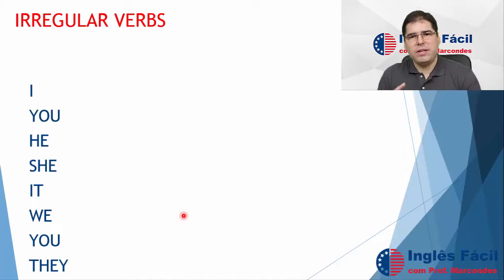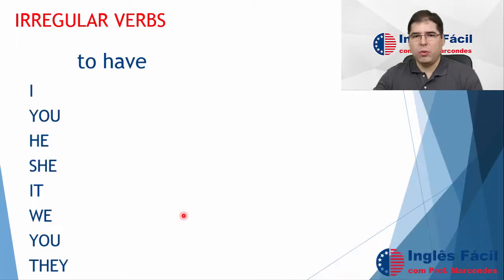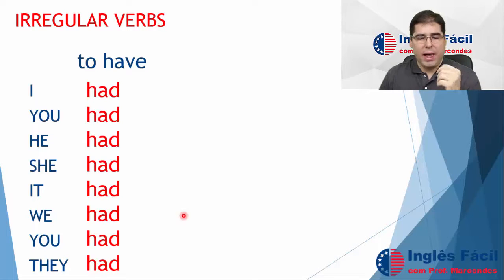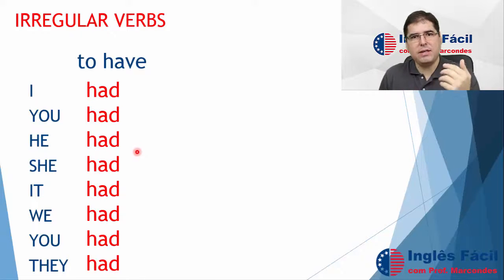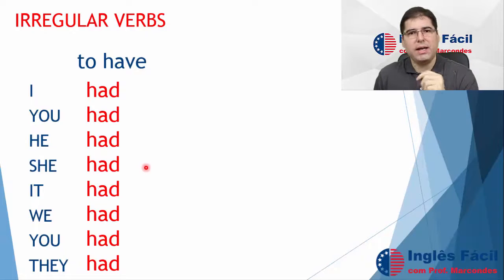Now let's see only some irregular verbs just to make you understand, okay? So, for example, the verb to have. So in this case, the verb to have in the past is had. As I told you, remember, there are no differences for he, she, it. I had, you had. He, she, it had. Okay? No difference at all.